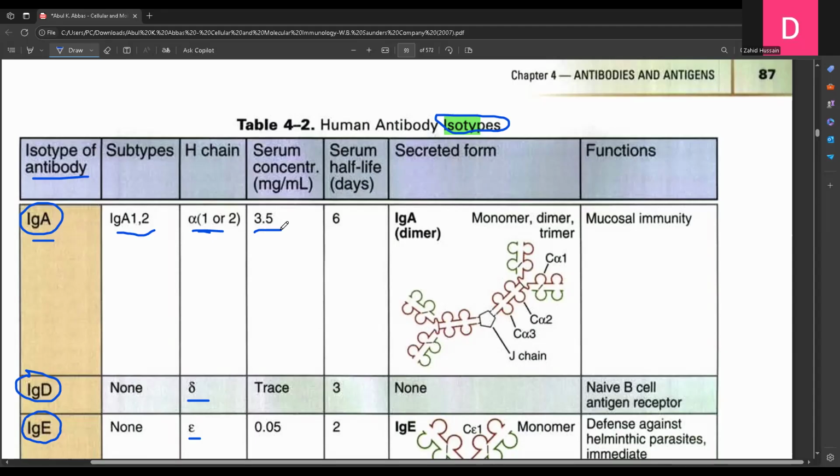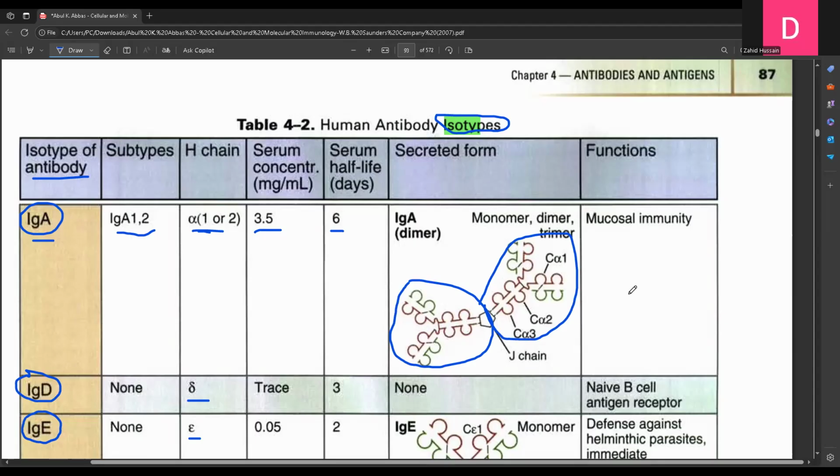Serum concentration is about 3.5 milligrams per ml, and serum half-life is 6 days. They are secreted in this form. You can see that there are 2 antibodies linked with the help of the secretory J chain or joining chain, one antibody and the other antibody. So it's a dimeric antibody, and most of the IgA will be secreted, and daily our body will secrete about 15 grams of IgA.